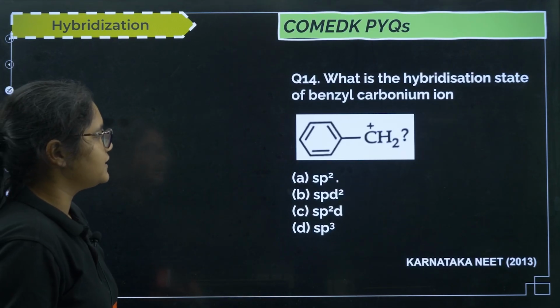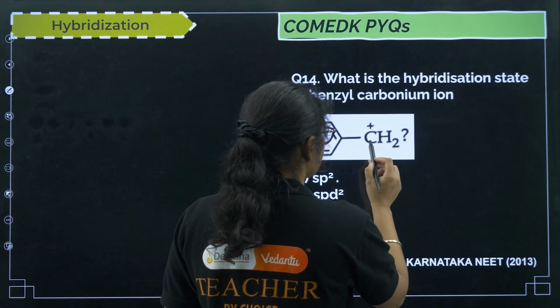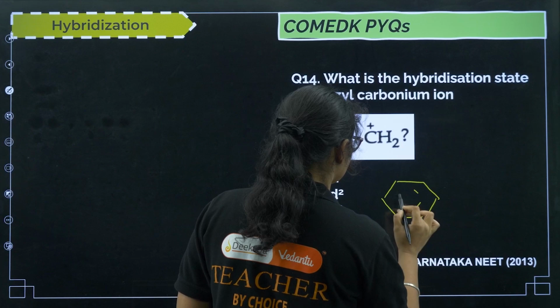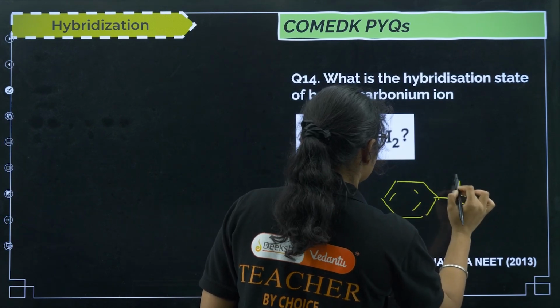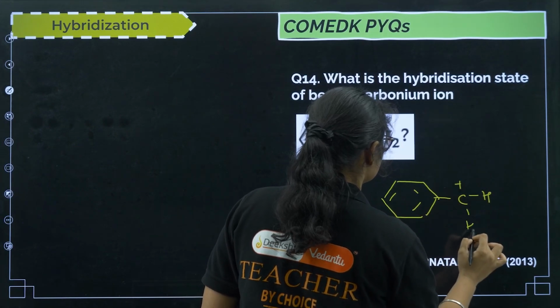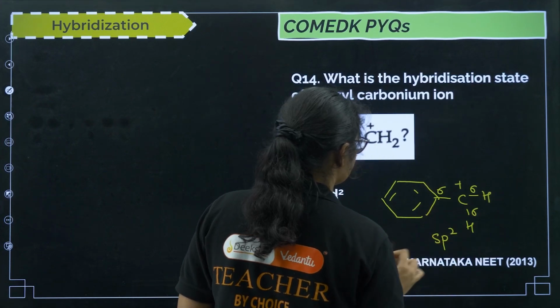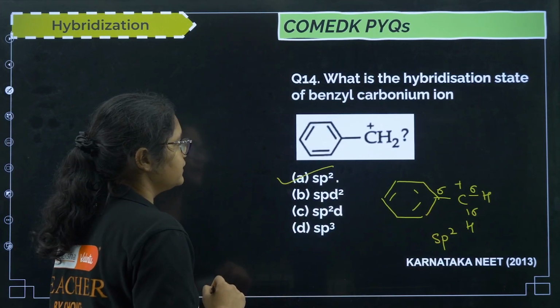Next, what is the hybridization state of benzyl carbonium? So if you see, this carbon structure is like this. If I just draw it, it is like C plus H2. So you can see it has 3 sigma bonds. 3 sigma bonds means the hybridization will be sp2, option number A.